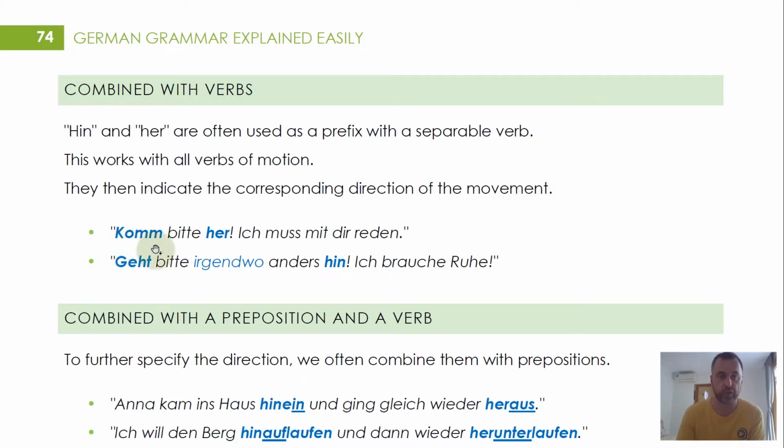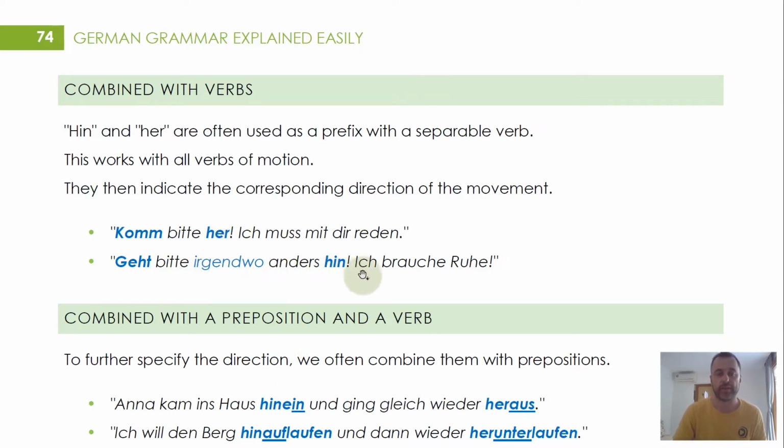For example, komm bitte her, ich muss mit dir reden. Please come over here, I have to talk to you. So here, it's imperative, so it's an order, so a request. And that's the request from the speaker. So you want somebody to come towards you. So the speaker wants somebody to come to him or her. That's why her, from the location towards the speaker.